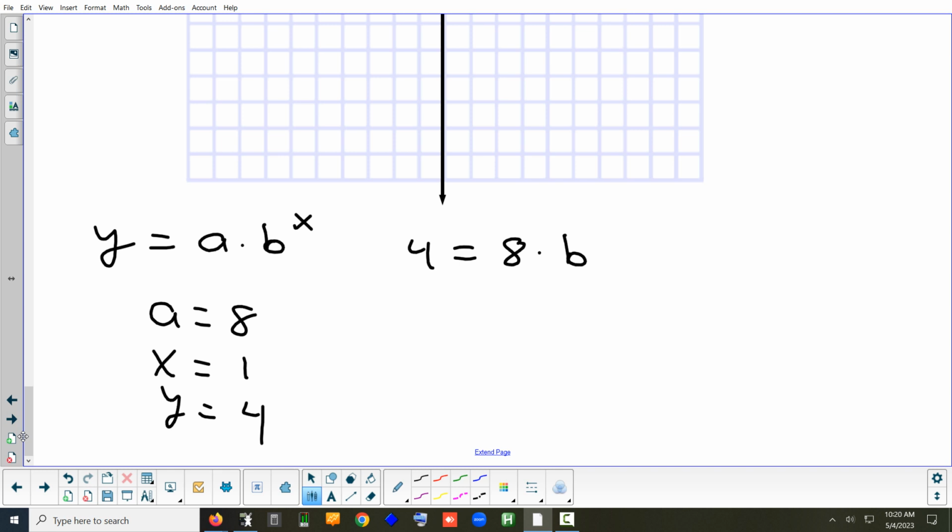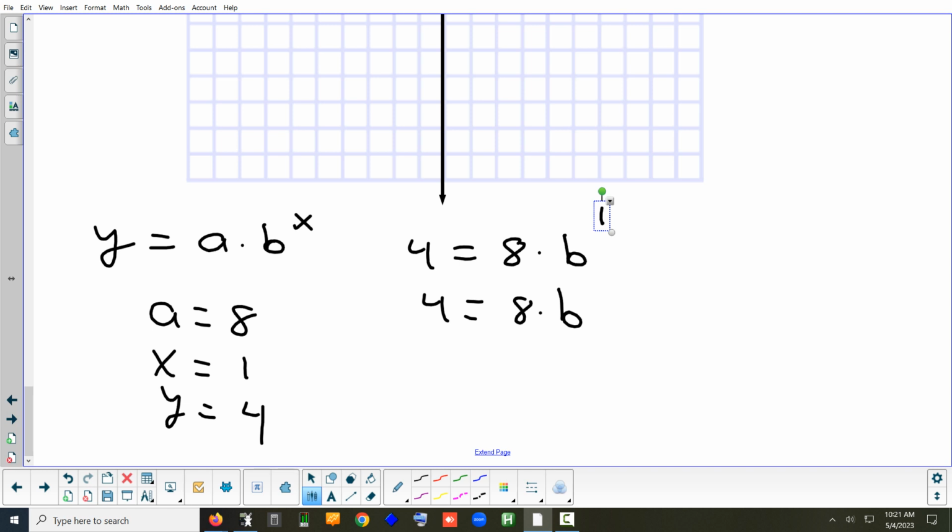Yeah, 1. And when you raise B to the first power, you always get itself. So that's just 4 equals 8 times B. Now, to get B by itself, we got to get rid of the 8. How do we get rid of the 8?